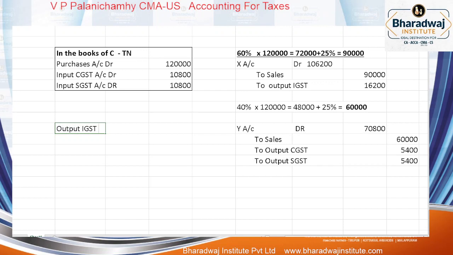How much output IGST is there? 16,200 will be netted off against input CGST 10,800. Output IGST will be adjusted against input CGST. How much net amount do you have to pay? 5,000? 5,400.